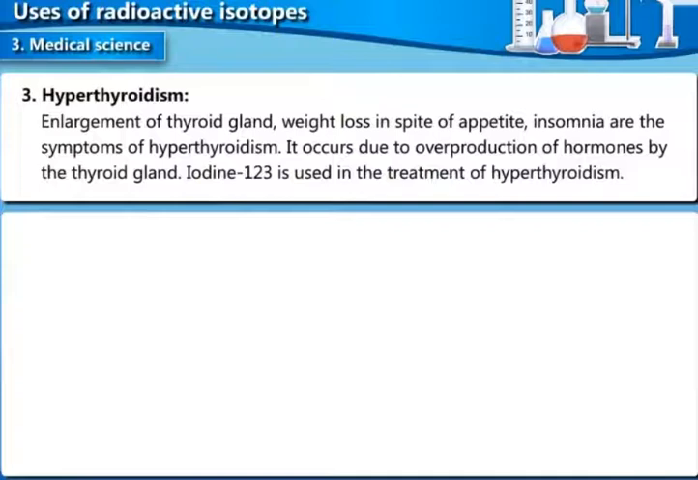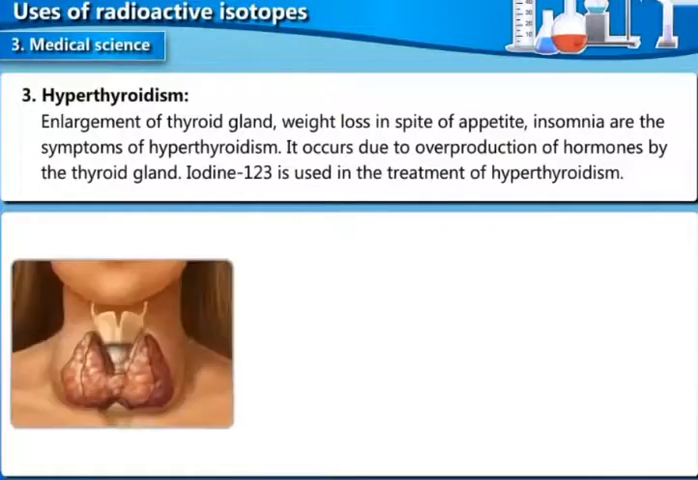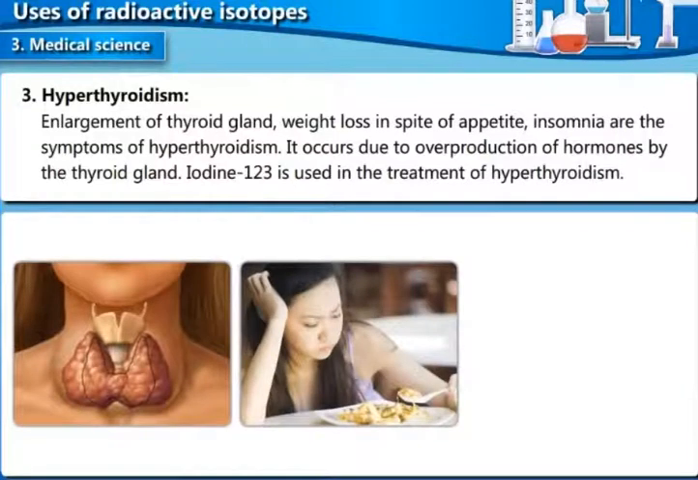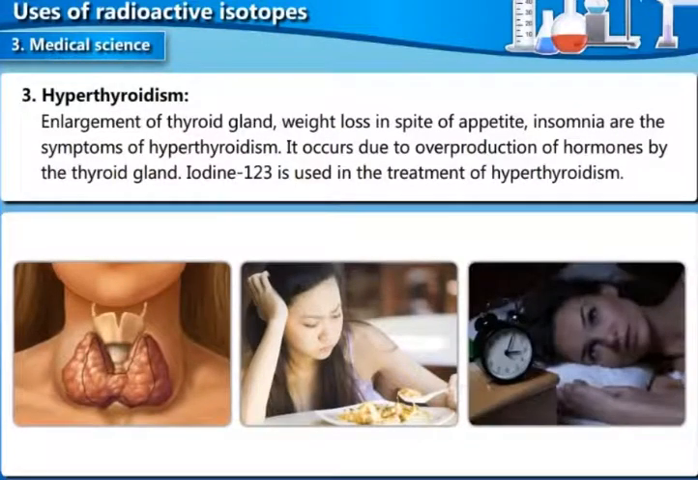3. Hypothyroidism. Enlargement of thyroid gland, weight loss in spite of appetite, insomnia are the symptoms of hypothyroidism. It occurs due to overproduction of hormones by the thyroid gland. Iodine 123 is used in the treatment of hypothyroidism.